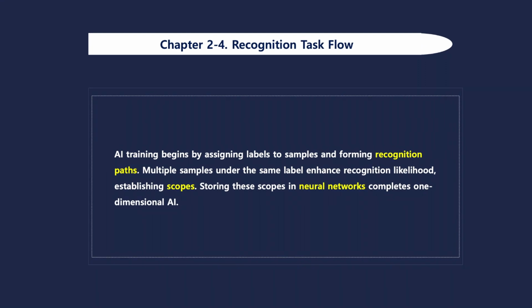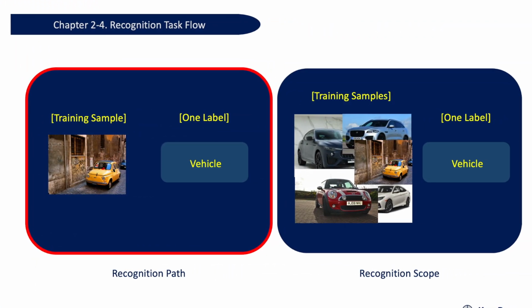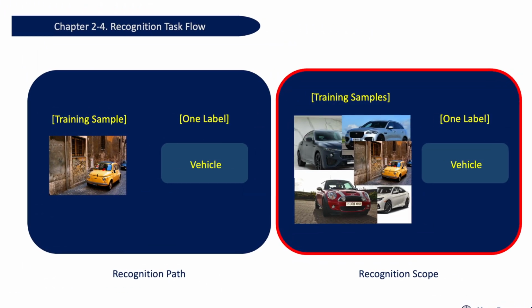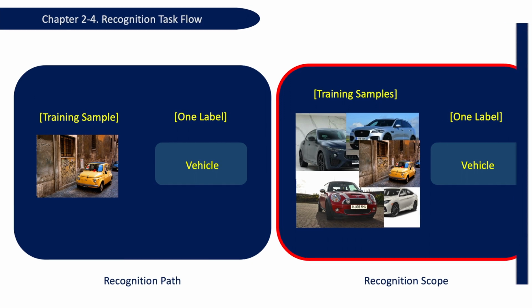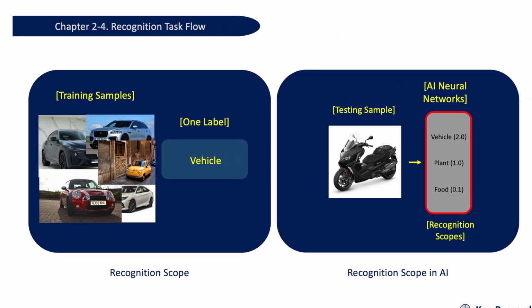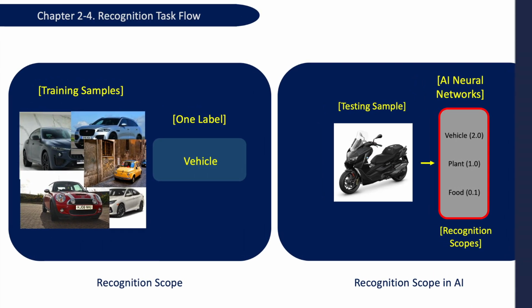AI training begins by assigning labels to samples and forming recognition paths, as seen in this figure. Multiple samples under the same label enhance recognition likelihood, establishing scopes. Storing these scopes in neural networks completes one-dimensional AI, as seen in this figure.